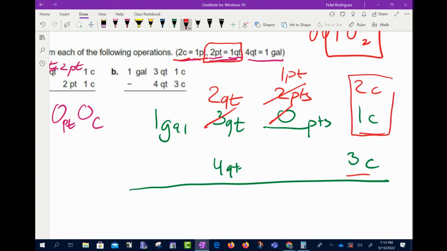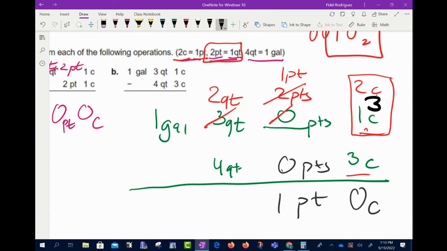Now, let's think about this for a minute. 2 cups and another cup gives me how many cups? That gives me 3 cups, right? And 3 cups minus another 3 cups tells me we have no cups, right? Okay. Now remember, right here, we don't have any pints here either. So 1 pint minus no pint should still give me 1 pint.